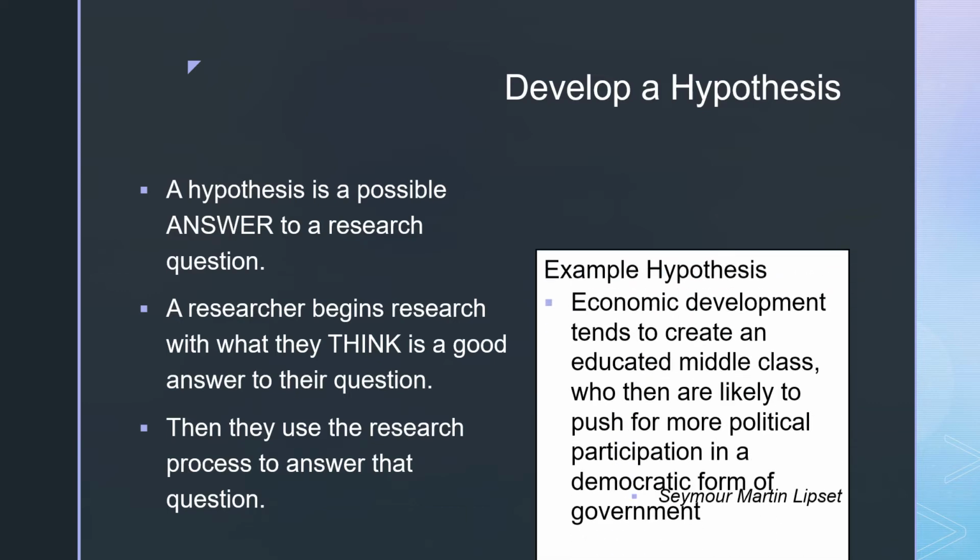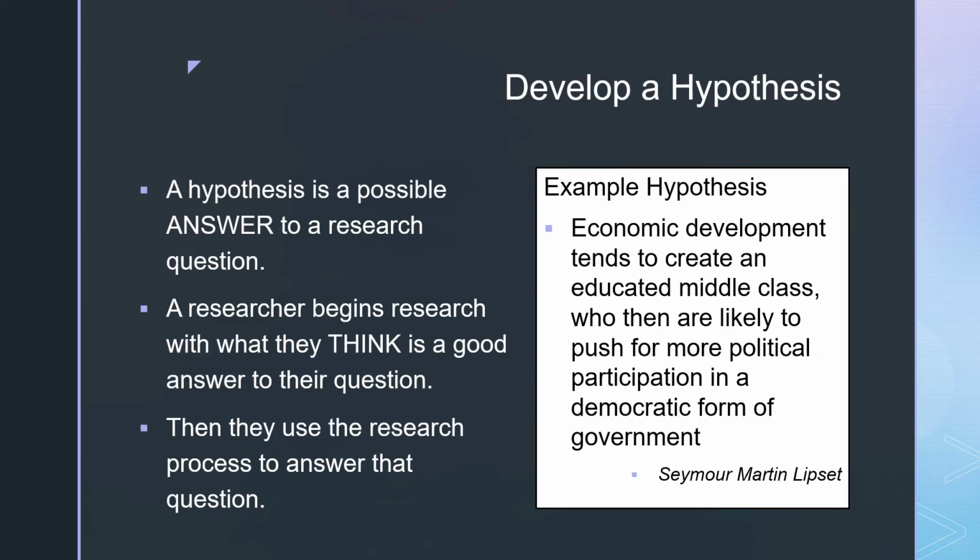This hypothesis was actually developed by a famous political scientist named Seymour Martin Lipset. We'll learn more about his research in our unit on democracy. But for now, let's look at Lipset's hypothesis. He said he thought that economic development created democracy because it tends to create an educated middle class. Once there's an educated middle class in a society, those people who have an education are most likely to push for more political participation in a democratic form of government.